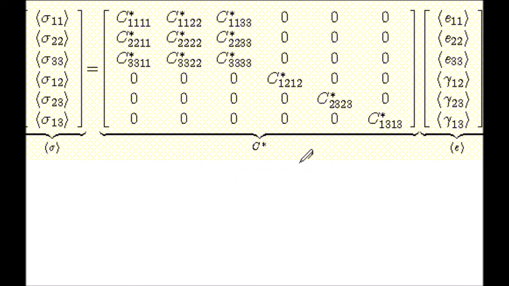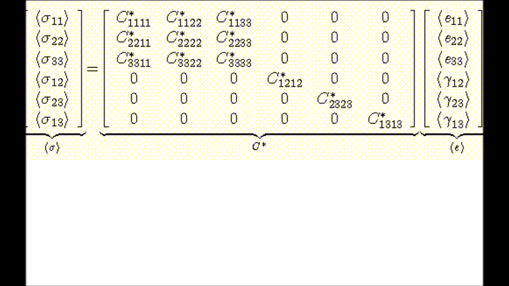Roughly speaking, the effective stiffness matrix C star is the stiffness matrix of a homogeneous material with the same effective properties as the actual composite material. For example, this means that the energy stored in the composite material, in for example this little square in the picture here, will be exactly the same as the energy stored in the corresponding homogeneous material with these effective properties.